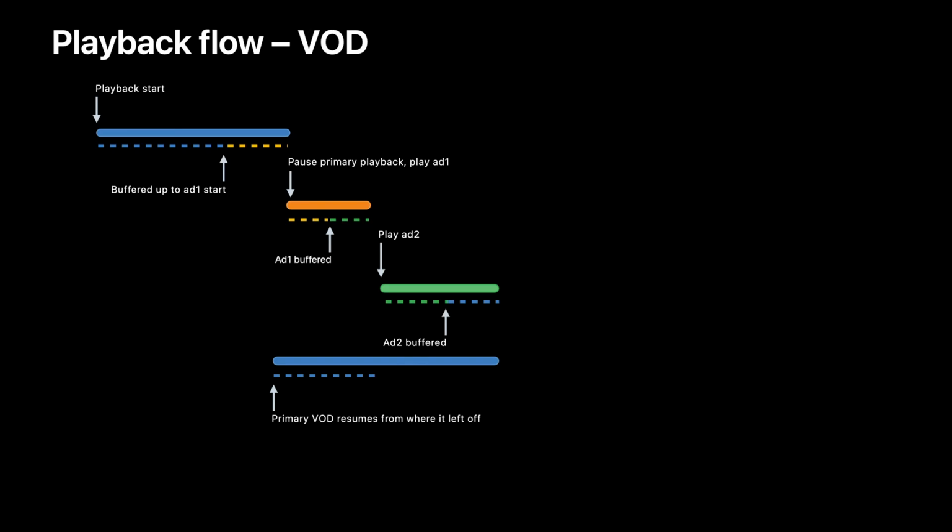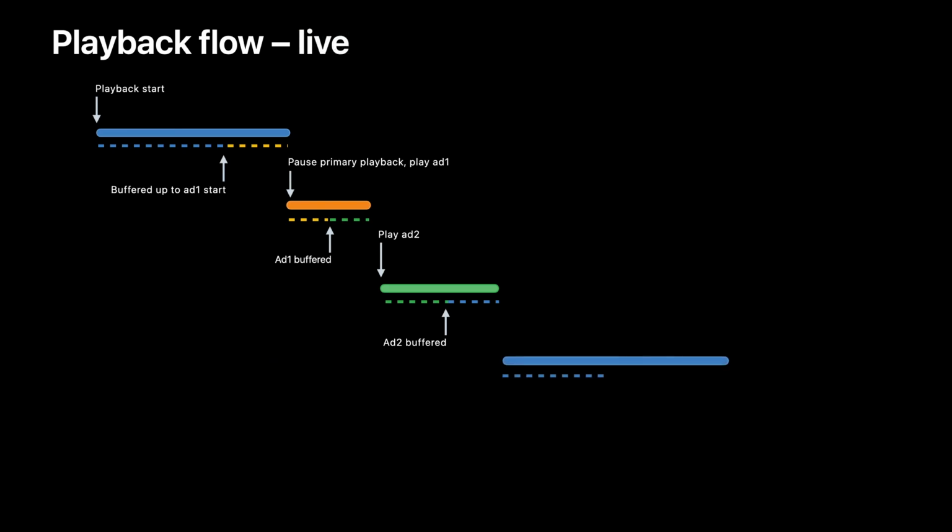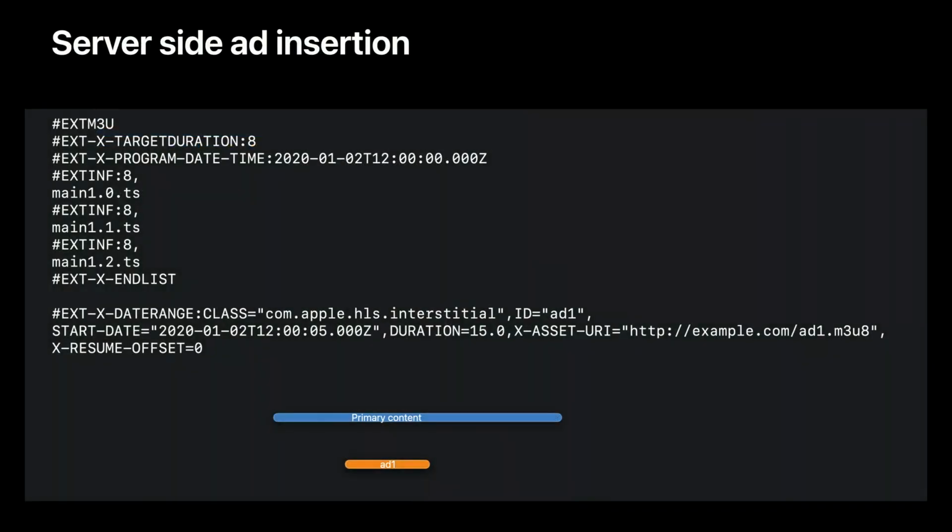The playback flow for live scenarios is similar, except that we'd rejoin the primary after jumping forward by the ad duration. This is so that we remain in sync with the live edge. And this also adopts a similar buffering strategy such that seamless transitions are possible. So how would you schedule ads with HLS interstitials? You can now do server-side ad insertion using date range tags.